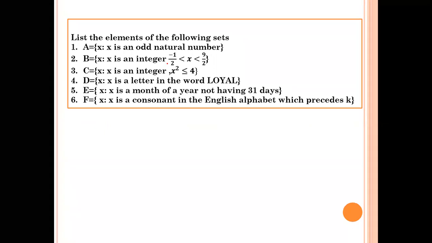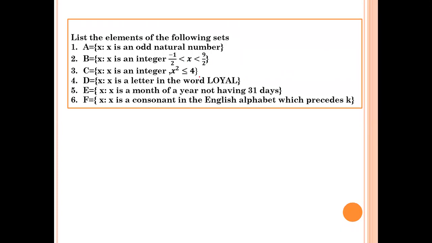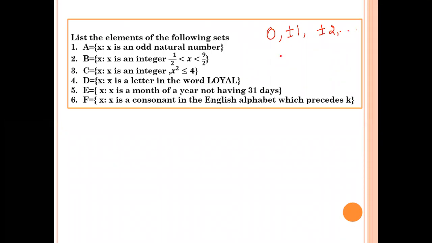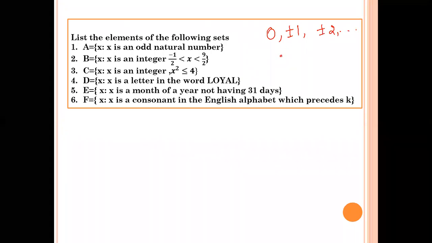Next question. What is the answer for the next question? X is an integer such that x square is less than or equal to 4. What should it be? Integers are 0, plus or minus 1, plus or minus 2, all these are integers. But what kind of integers do we need? When we square them, if we square them, the value should be either less than 4 or equal to 4. So which integers get included?